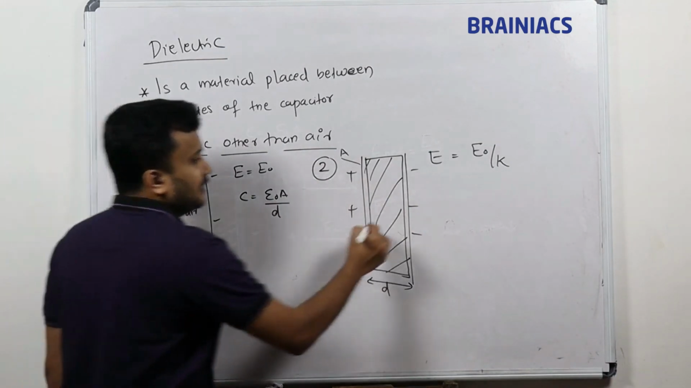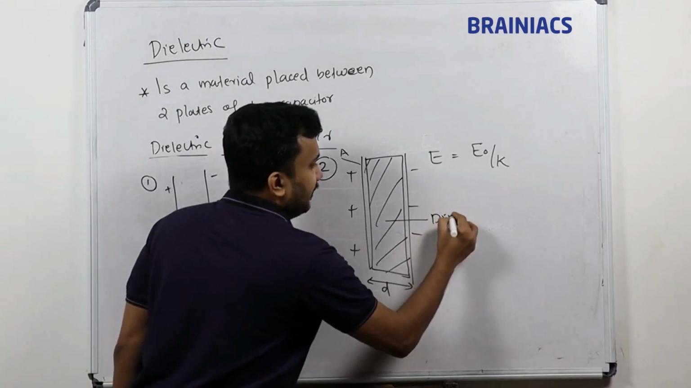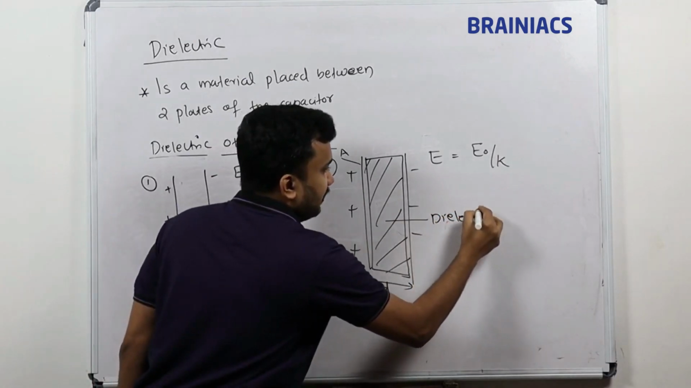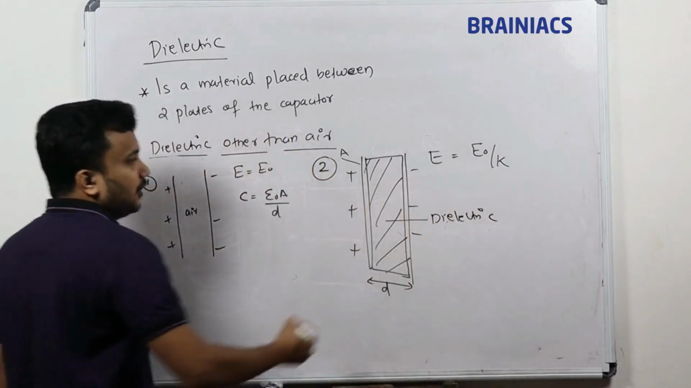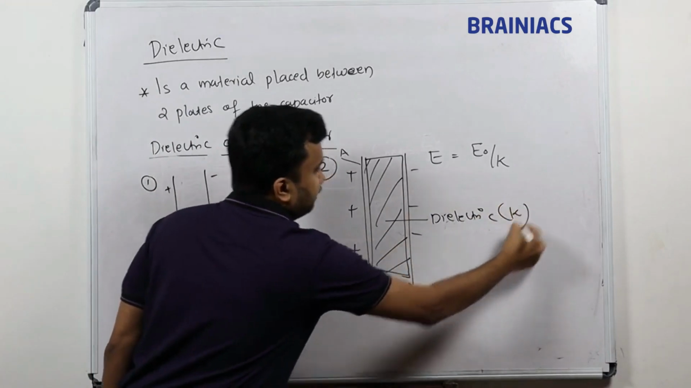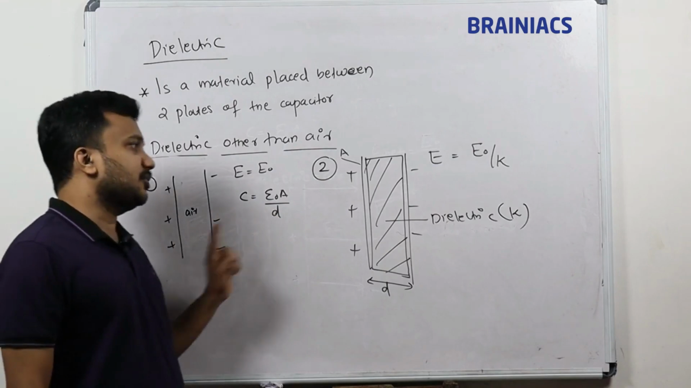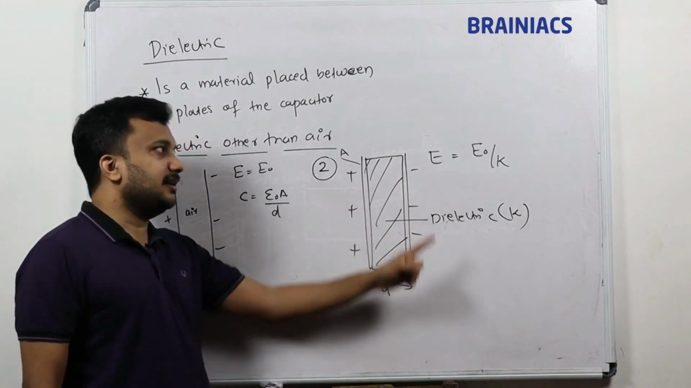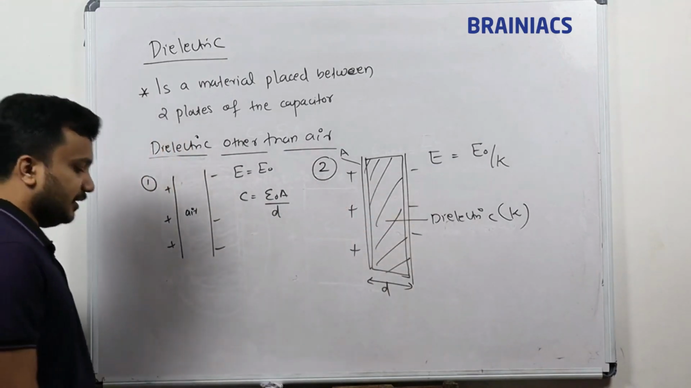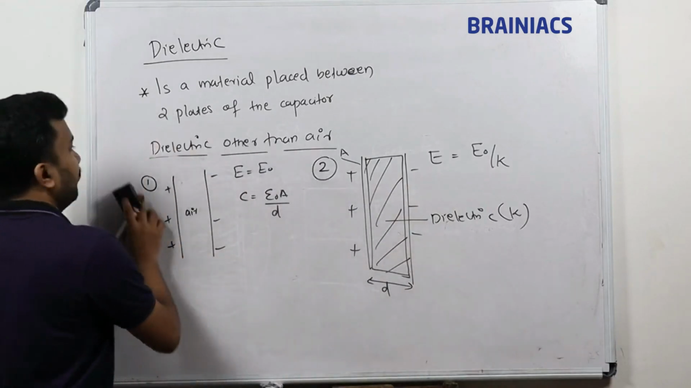Okay, so this is purely a dielectric, whose value will be equal to K. So the capacitance here, C is equal to epsilon A by D, and second, with a dielectric, E becomes E0 by K. So I move to my third point.